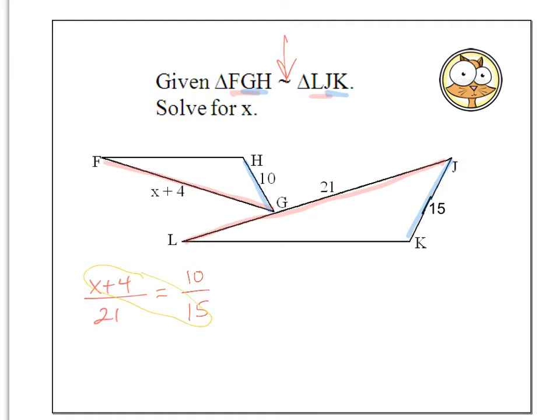Now cross multiply. So you're going to do 15 times x plus 4 and that's going to equal 21 times 10. So distribute the 15. 15x plus 60 equals 210 minus your 60. 15x equals, now you got to figure out what's 210 minus 60, and you get 150. Divide by 15, x equals 10.